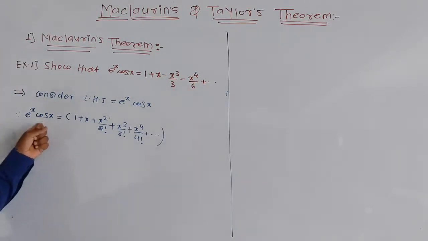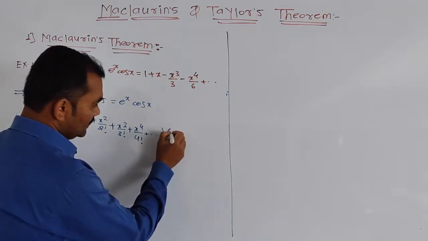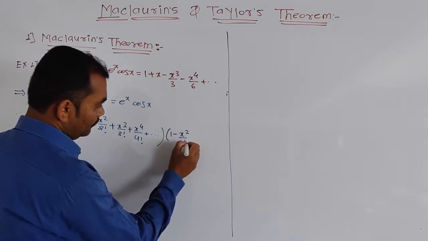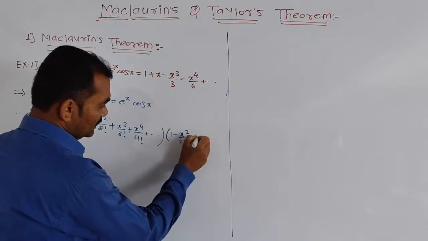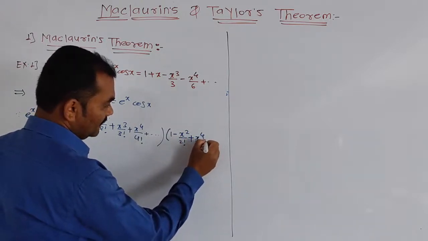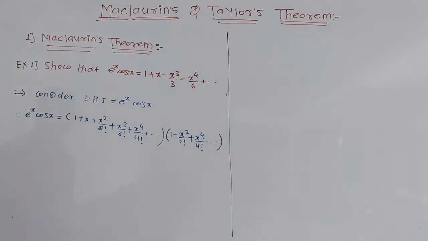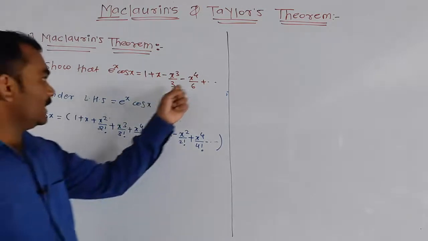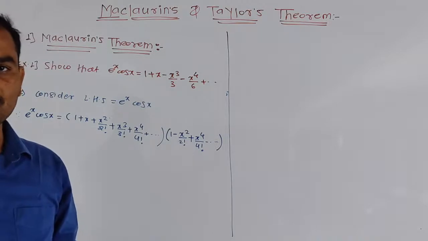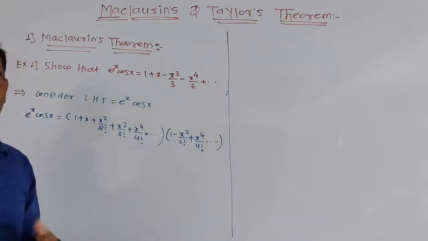Into cos of x, we know that the series of cos x is 1 minus x square upon 2 factorial, then plus x raised to 4 upon 4 factorial, then minus... dot dot dot. No need to write further, because we have to find the answer up to fourth place. Here the highest power of x is 4. What does that mean? We have to find the answer up to fourth place. After the power of 4, we have to delete all the terms.